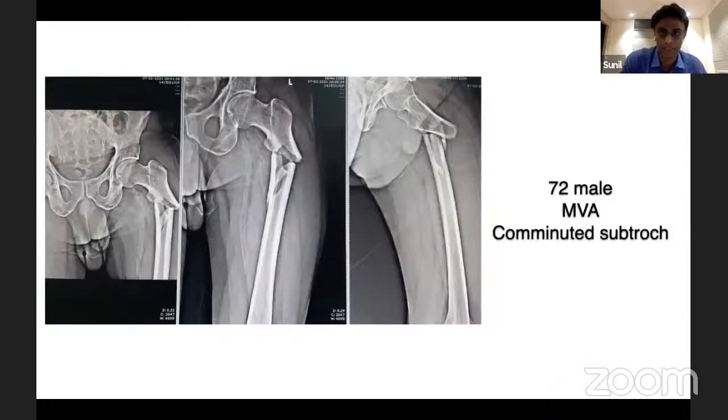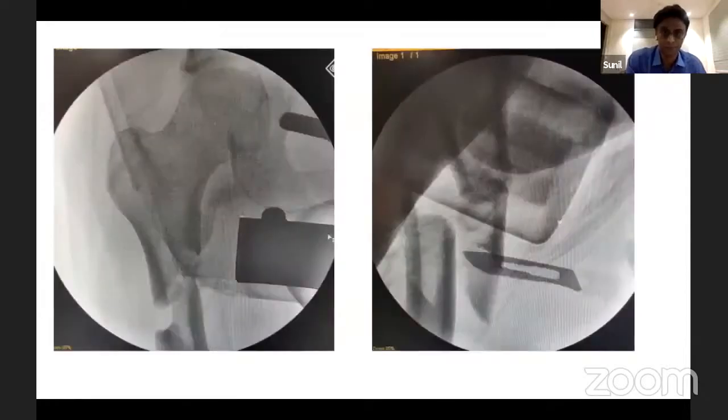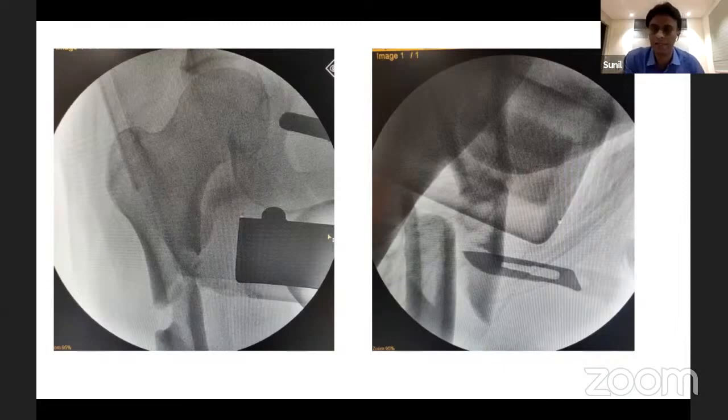This was another case in an elderly male, a comminuted subtroch. As you can see there, you can see a butterfly fragment on the medial side and all the typical deformities that you will encounter in a subtroch fracture. And this is what it looks like. So here I probably could have gone ahead without wiring this as well, because I don't think that fragment actually helps in stabilizing it.